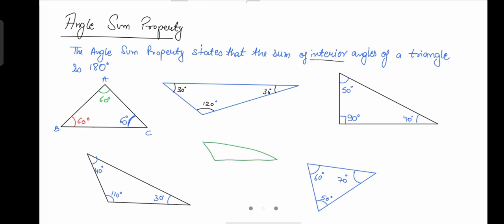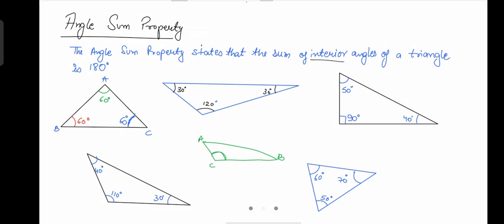So if this is A, B and C, what will be the interior one? In very simple words, the angle which is inside the triangle will be the interior one, while the angle which is outside, you see this one, is outside. This one is also an outside angle, right? So these outside angles are actually the exterior ones. If you do not understand what an exterior angle is, it's fine. For now, you can just understand what an interior one is.